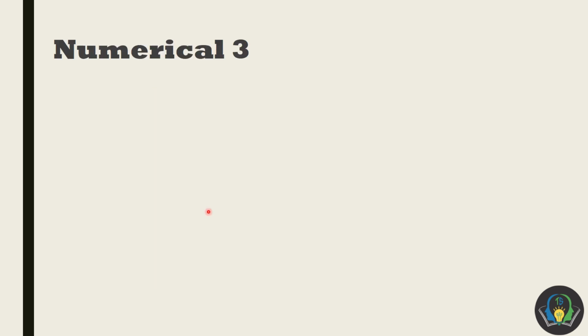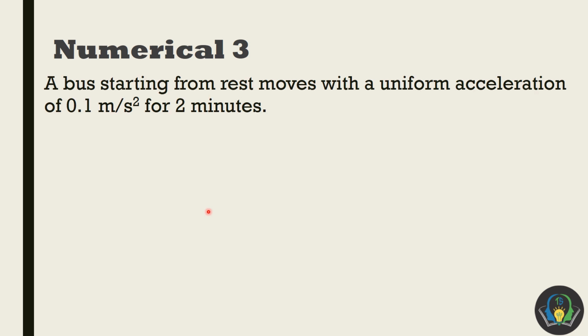Numerical number 3. A bus starting from rest moves with a uniform acceleration of 0.1 meter per second square for 2 minutes. So here the things have changed a bit. The bus is starting from rest, that means your initial velocity will be 0. It moves with a uniform acceleration of 0.1 meter per second square, that means acceleration is also given. For 2 minutes, time is also given.